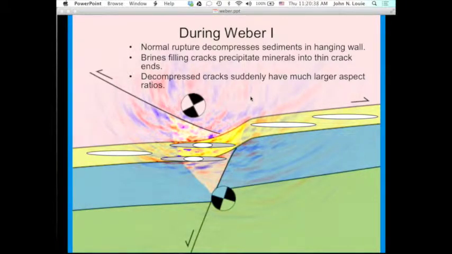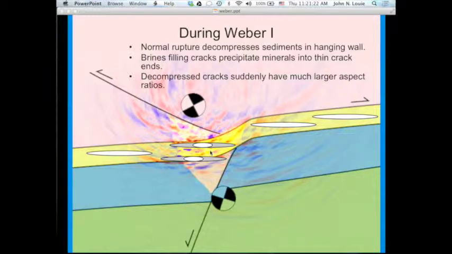Okay, during Weber 1, at the bright spot, we're in the extensional, this basin is falling into the focal sphere. Okay, this cone here is in the decompressing quadrant of the focal mechanism, the Weber 1 focal mechanism. So suddenly the normal rupture has decompressed sediments in the hanging wall.